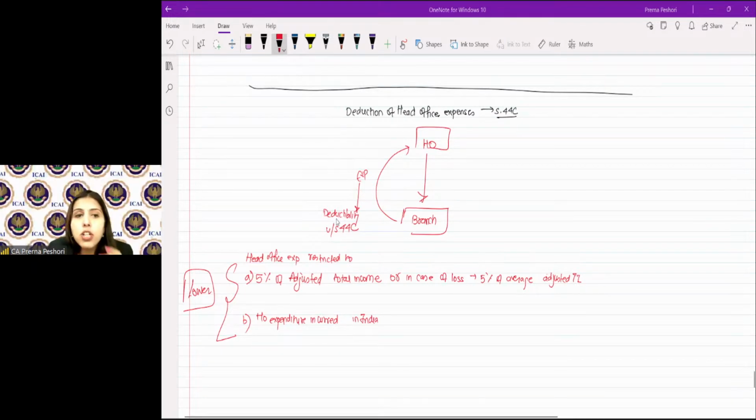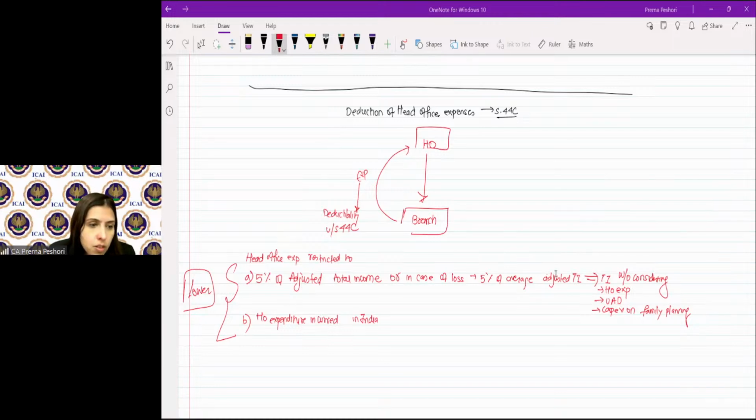So lower of these two amounts shall be taxable. Now, what is my adjusted total income, students? Adjusted total income means total income without considering the HO expense. Secondly, the unabsorbed depreciation, and the capital expenditure on family planning, which is remaining unabsorbed. So basically, you can write down the unabsorbed capital expenditure on the family planning.